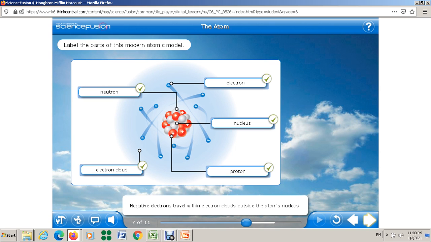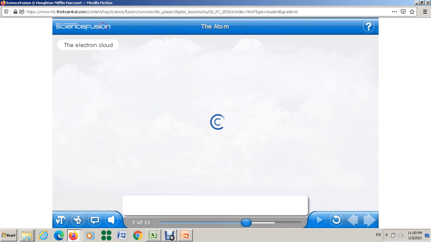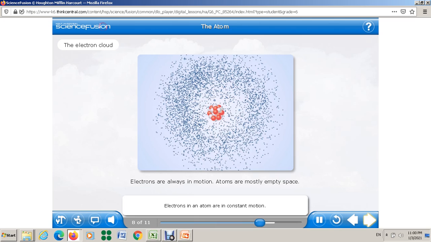Let's continue. I want you to listen to this one carefully now. Electrons in an atom are in constant motion. Our current atomic model says that electrons are found in electron clouds outside of the atom's nucleus. Have you ever passed through a rain cloud in an airplane? If so, then you know that it's made up of mostly empty space. The same is true with an electron cloud. The cloud represents the area where an electron might be found around the nucleus.